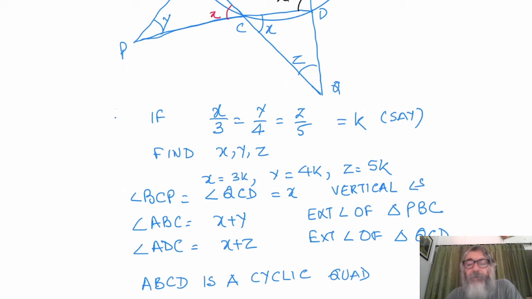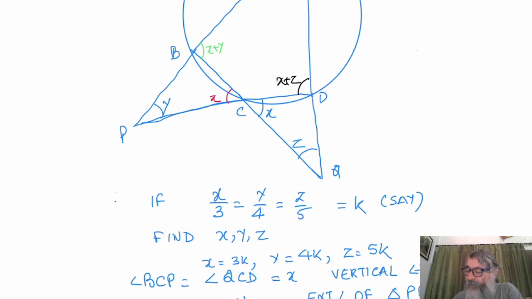Then we used the property here in the figure. We said this angle BCP is equal to angle DCQ. Both are x, because these are vertically opposite angles. Then we used the property of the exterior angle of a triangle. The exterior angle is always equal to the sum of the interior opposite angles. So we got this angle B as x plus y. Similarly, we got the angle D as x plus z.